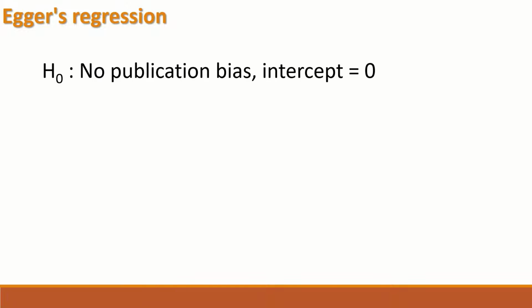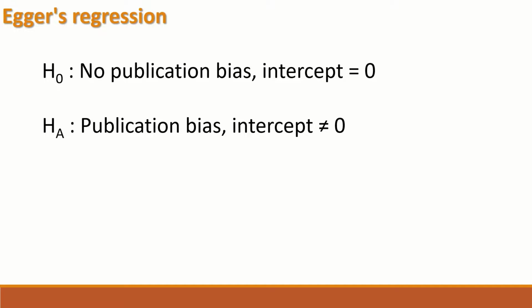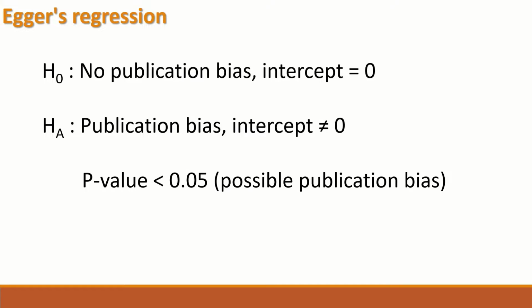To perform Egger's regression test, the null hypothesis has to be generated along with an alternative hypothesis. The null hypothesis states that there is no publication bias, i.e. the intercept is equal to 0. The alternative hypothesis states that there is a publication bias and the intercept is not equal to 0, and this is backed up by the statistically calculated p-value, which could be less than 0.05 or greater than 0.05. For no publication bias, the p-value needs to be above 0.05.